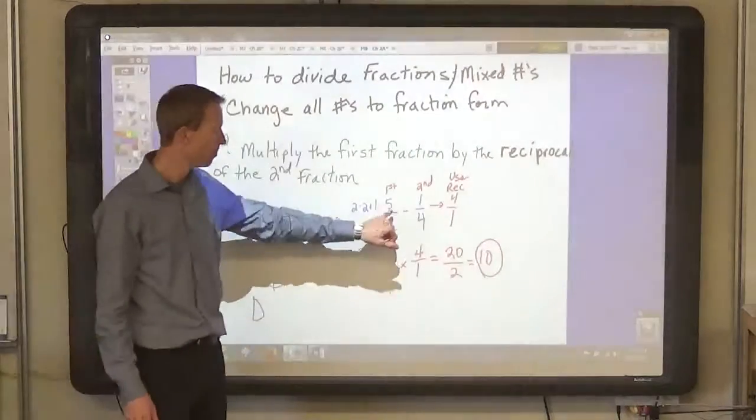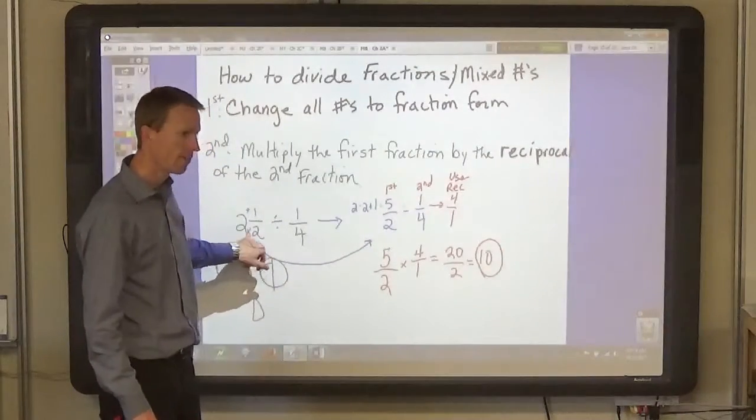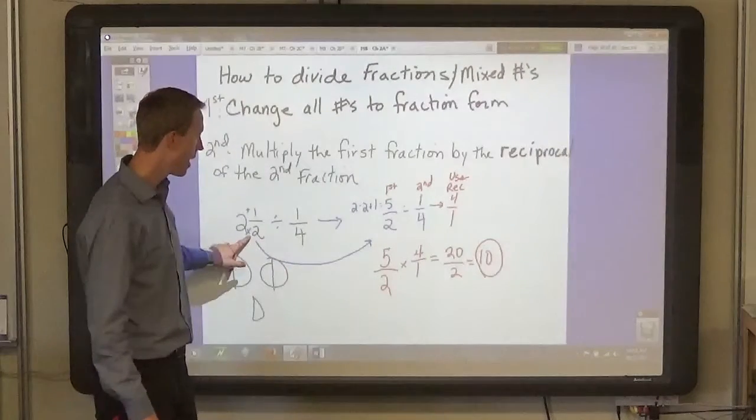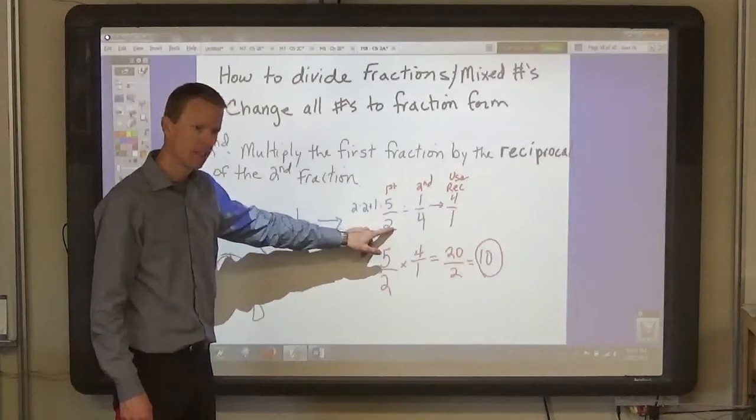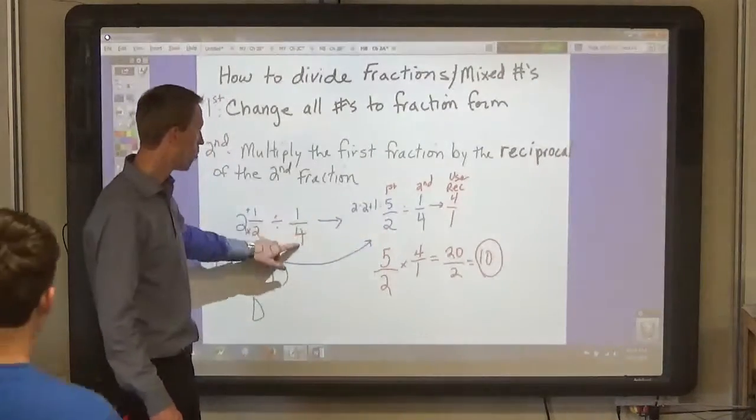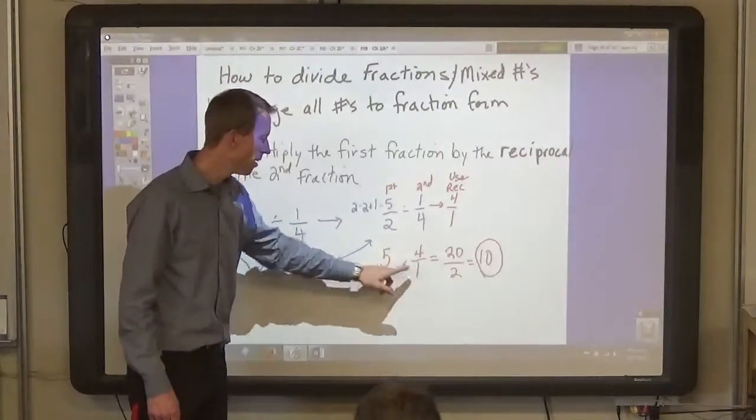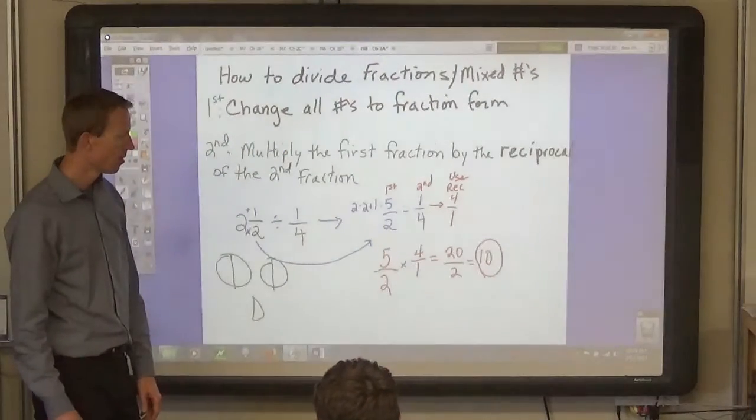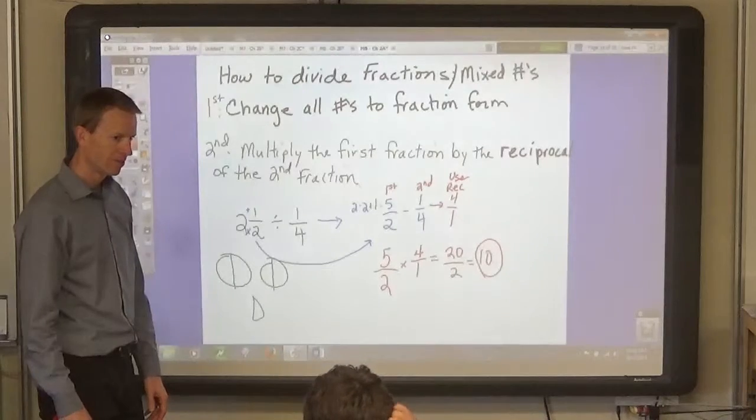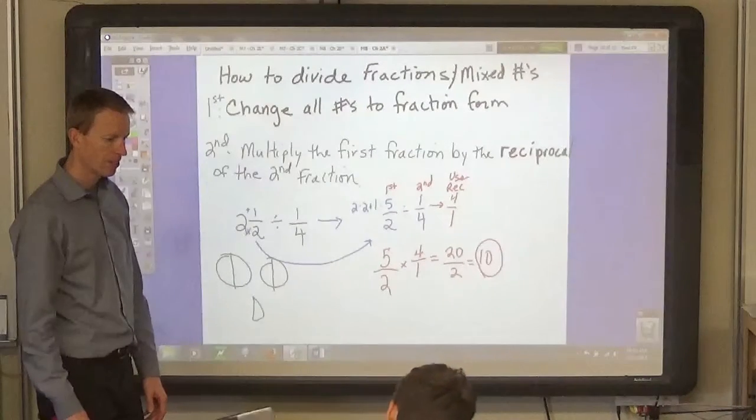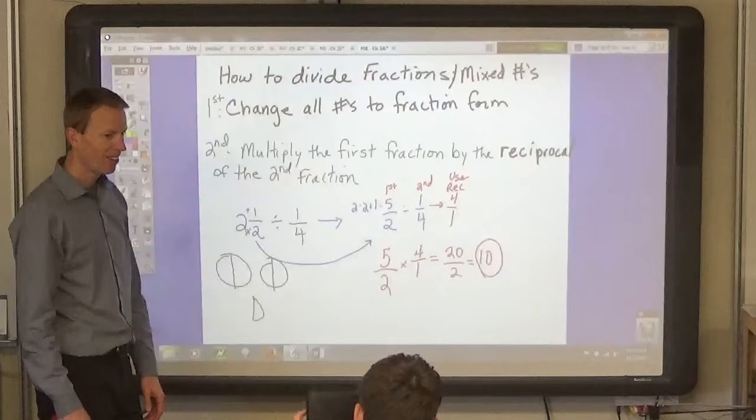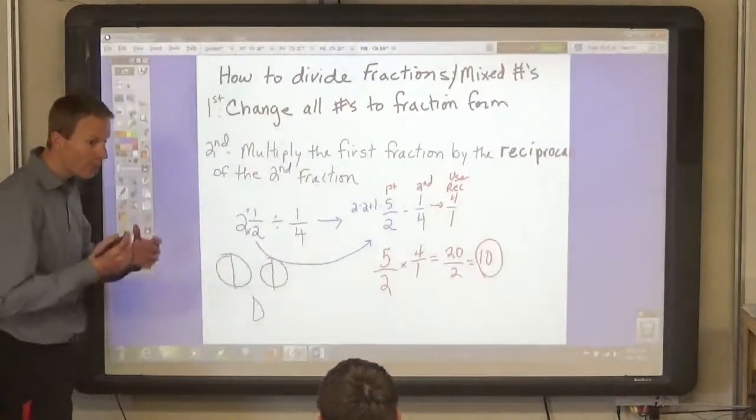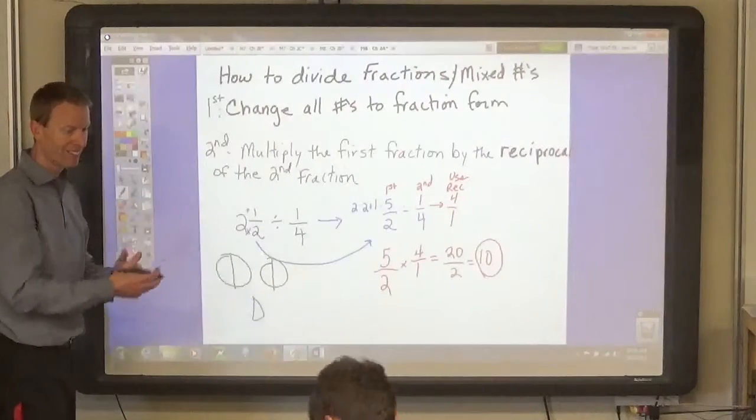So look at this example. We started with 2.5 divided by 1/4. We changed 2.5 to 5/2 and changed 1/4 to 4/1 and then multiplied them to get 10. Okay? With me so far? You follow this? You understand this? Nod your head if you understand, so I know that we can move on.